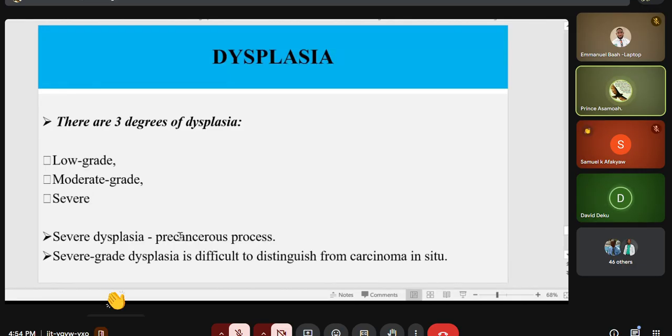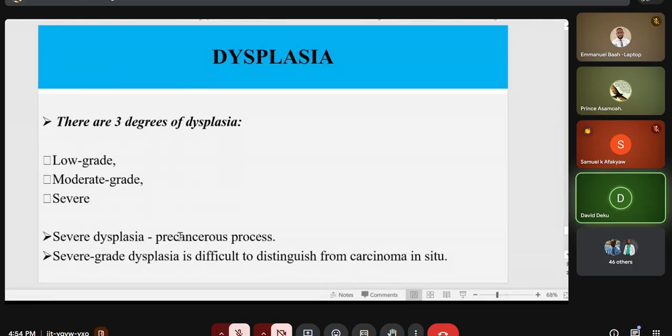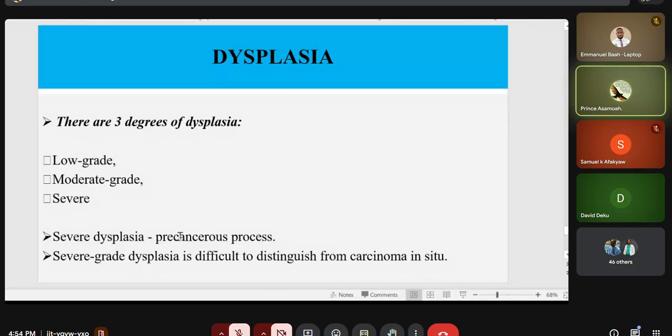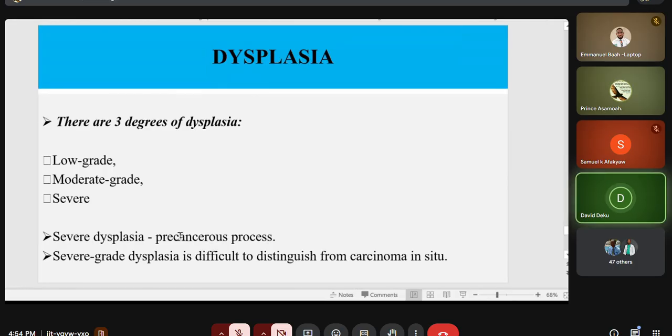But since it's a pre-cancerous stage, I think we should classify it as a dysplasia. Yes, I'm saying that since it's a pre-cancerous stage, it's a condition which leads to that. So since it's a pre-cancerous stage, I am thinking of it being a dysplasia. Or am I wrong?